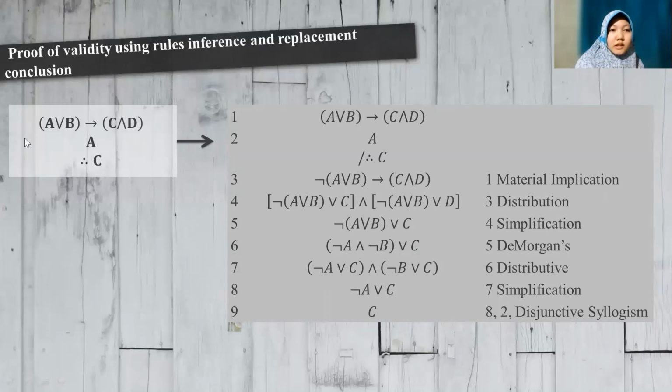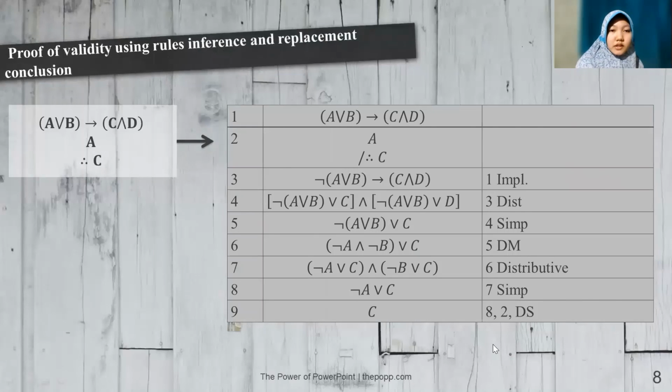So, if A or B, then C and D, and A as premises, and the conclusion C is valid. Or we also can write it like this, to make it more simple. And this is the same: material implication, distribution, simplification, De Morgan, distributive, simplification, and disjunctive syllogism.